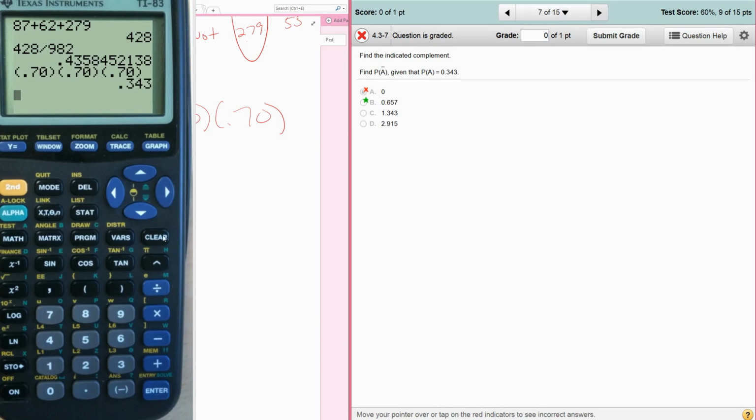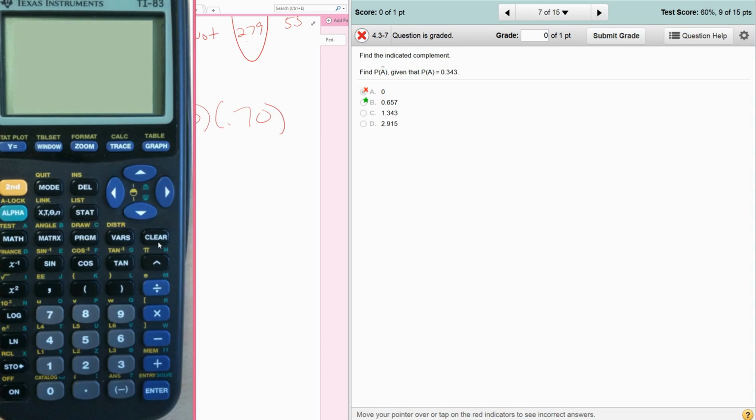Okay, so this next one is just about complement. It says find P of A bar given that P of A is 0.343, and the complement is just 1 minus that value. So we're just going to do 1 minus 0.343. Oh, sorry, I typed it in wrong. I put 0.373. 1 minus 0.343, you see that we get 0.657.